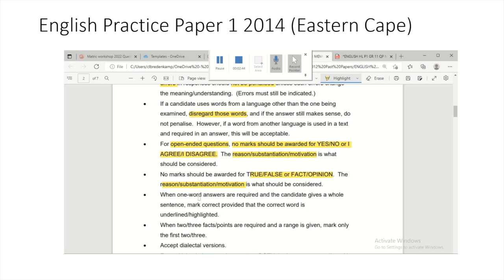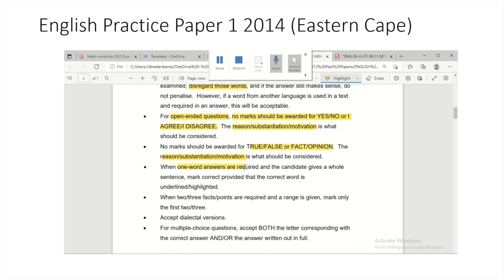Once again, grade 11s, we want a reason, we want a substantiation, we want a motivation. Then, when you're being asked a one-word answer, and the candidate gives a whole sentence, okay, so you accidentally write the whole sentence, and perhaps you had the brainwave of underlining or highlighting the word that they asked you for, we will be able to mark it right. So, for example, let's say they ask you a synonym for beautiful, and you write in your booklet, I think the girl is magnificent, and you decided to highlight magnificent. You will get the mark.